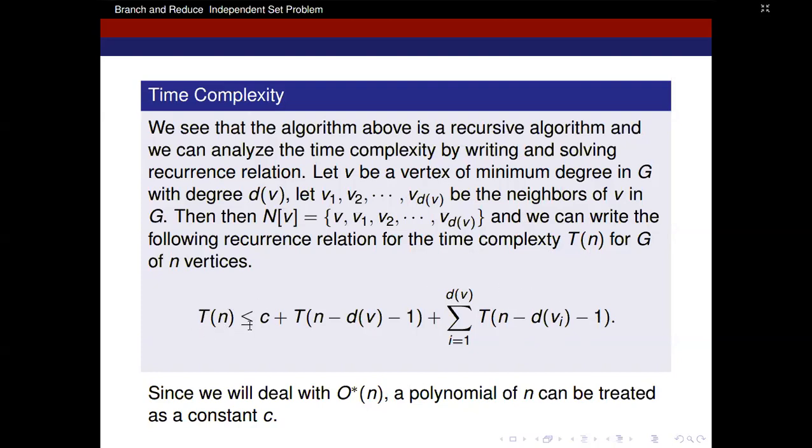This is T(n) is less than or equal to C. This is a constant. I will explain this constant later. And this part is for the vertex v, and this part is for the neighbors of v. So I think the recurrence relation is clear to you.